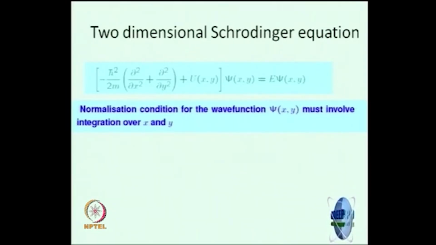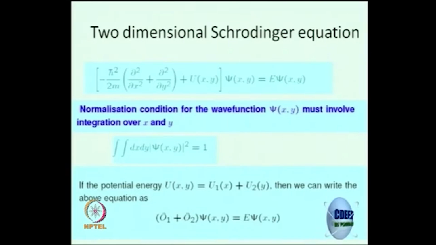Straightforward extension. So you can put the limits as 0 to L and 0 to L for the particle in a 2-dimensional box. If the potential energy is U1 of x plus U2 of y, then I can write the top equation as an operator O which depends only on x and another operator which depends only on y, and act it on psi of xy.